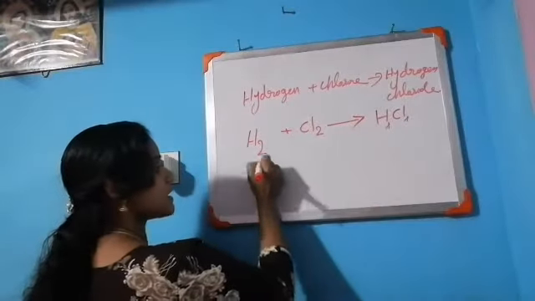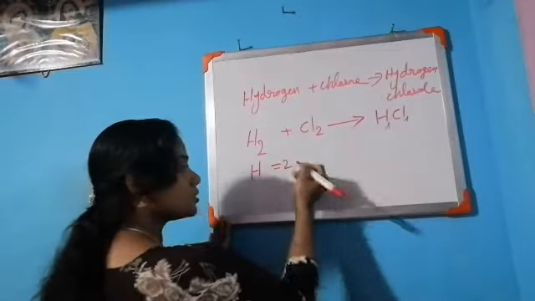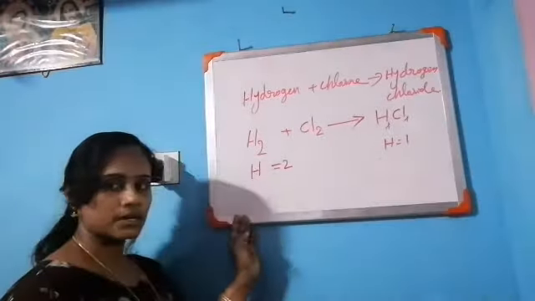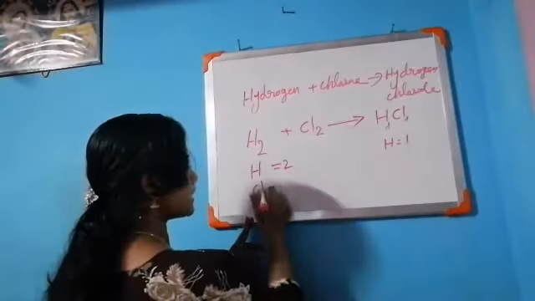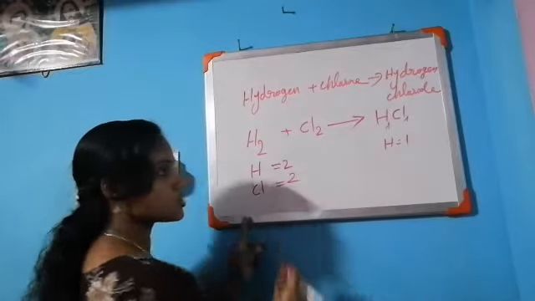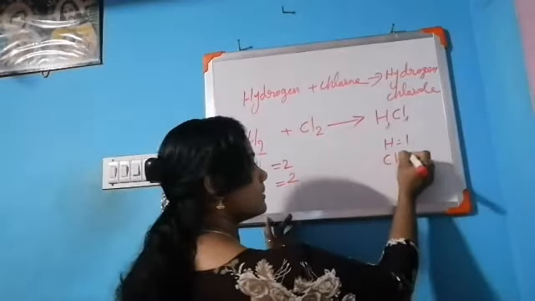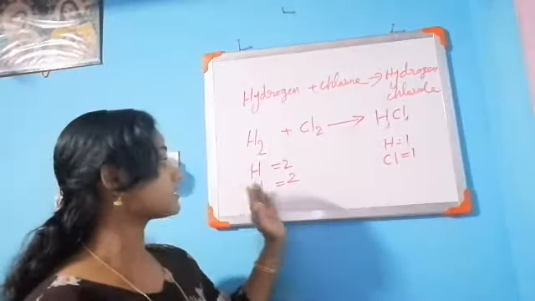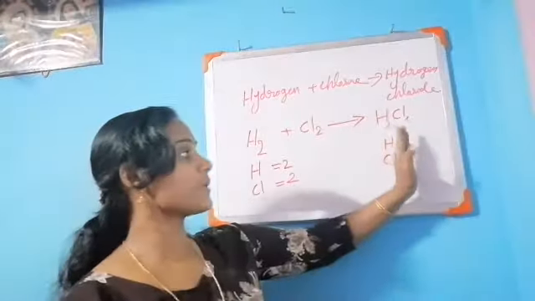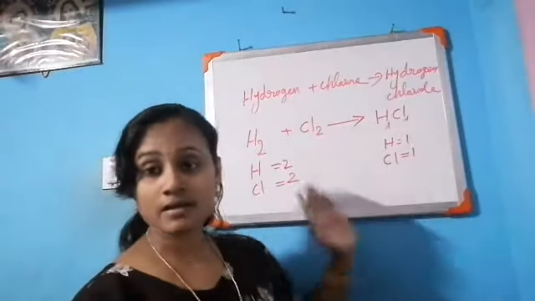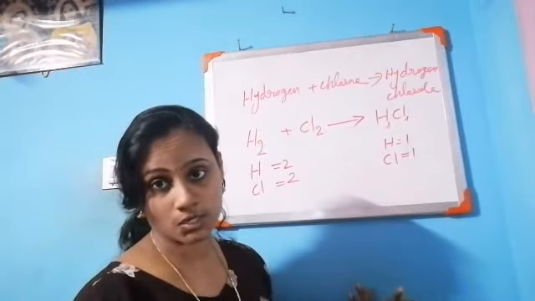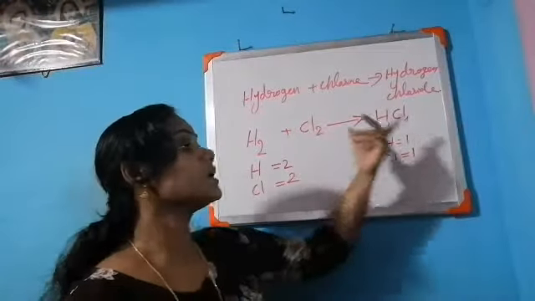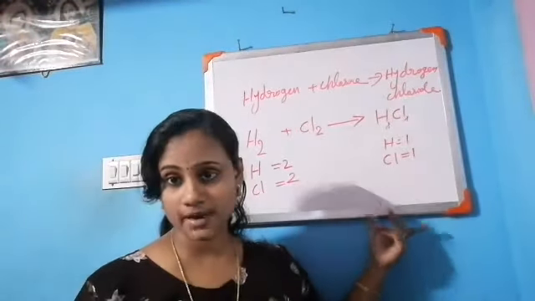Hydrogen, left side, that is the reactant side. How many hydrogen are there? 2. But in the product side, how many hydrogen? 1. Reactant side, chlorine: how many chlorine are there? 2. But in the product side, how many chlorine? 1. Are the number of atoms of hydrogen in the reactant side and the product side equal? No, that is not equal. Here the number of atoms on the reactant side and product side are different.